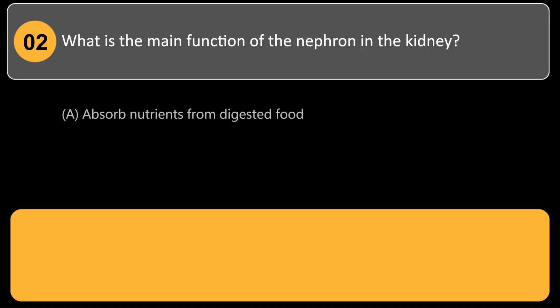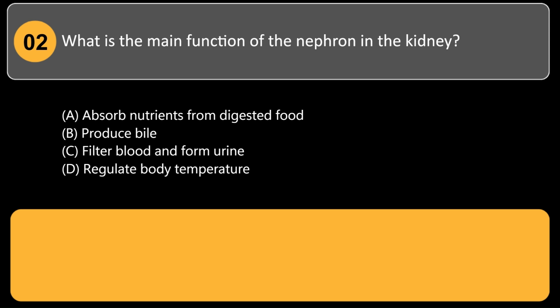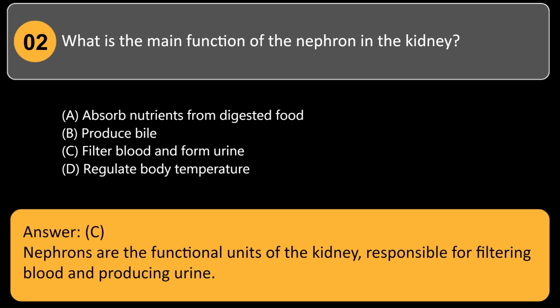What is the main function of the nephron in the kidney? A. Absorb nutrients from digested food. B. Produce bile. C. Filter blood and form urine. D. Regulate body temperature. Answer, C. Nephrons are the functional units of the kidney, responsible for filtering blood and producing urine.